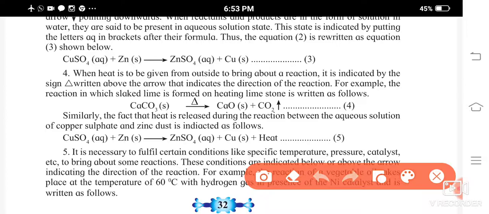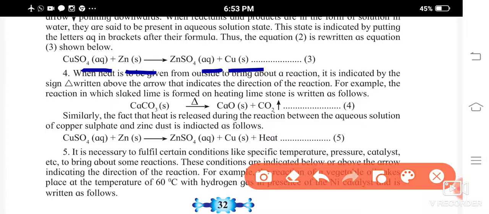Now for example, if it is a liquid, if water is there in it, if it is a solution, then you can write it as aq. Aq means aqueous. And if it is in the solid form, then you're going to write it as s. Here also, zinc sulfate (aq) is written in the bracket. That means the zinc sulfate is in the aqueous form. So copper is in the solid form.